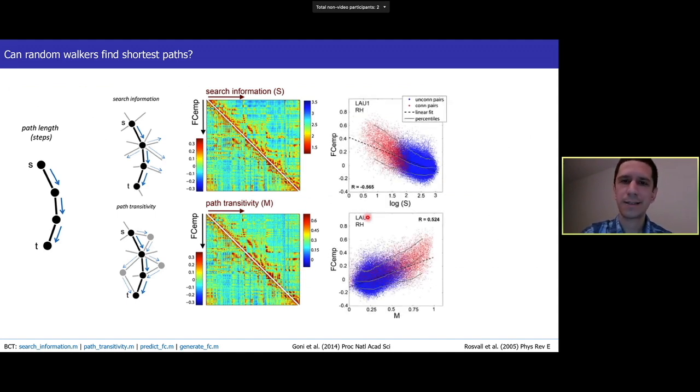What they showed was that, indeed, the greater the search information between two areas, in other words, the greater the degrees that you encounter along the way, the greater the chances for the signal to be corrupted along the way, the lower the functional connectivity between a pair of areas. Conversely, the greater the path transitivity between two areas, the greater the number of transitive closures, the greater the potential for the signal to be preserved and reinforced along the way, the greater the functional connectivity between them.